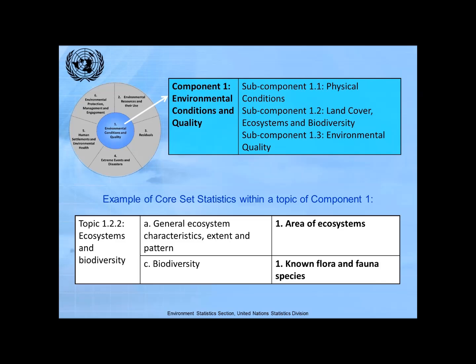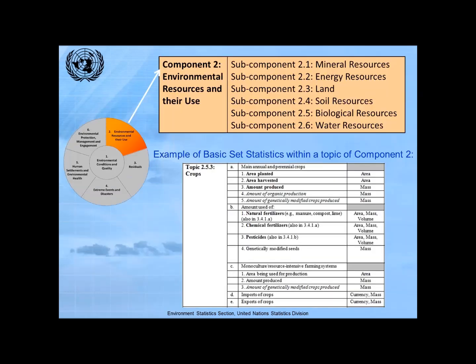This is an example of component 2, which is environmental resources and their use, which is comprised of 6 subcomponents looking at minerals, energy, land, soil, biological resources, and water resources. And again, the example we have chosen here is topic 2.5.3, which is about crops.